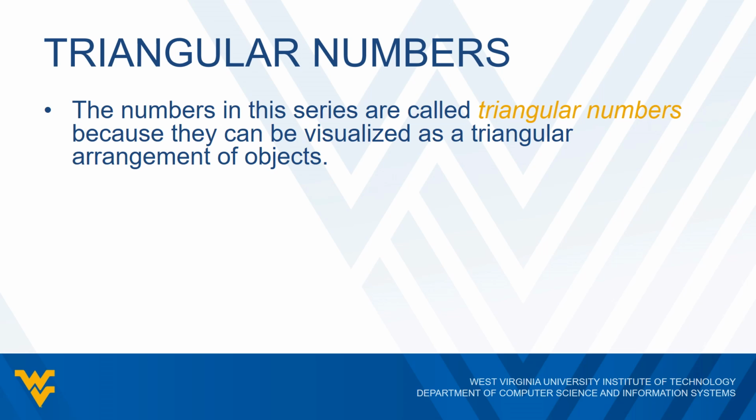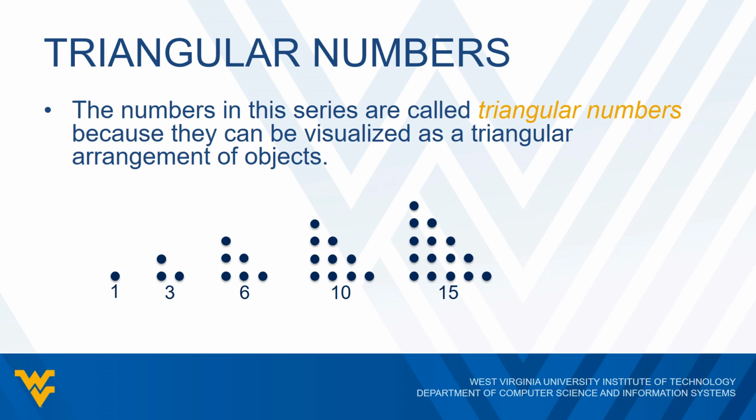This is because we can actually visualize these numbers as a triangular arrangement of objects. Let me show you some examples. We start with 1, which is just a single dot. If we go to 3, we can visualize this as a right triangle of dots. Then we have 6, which we can visualize as another triangle of dots. And then we have 10, 15, and 21. Notice that with all of these numbers, we can set it up as a triangular arrangement of dots, or some way of visualizing it as a triangular arrangement of objects.